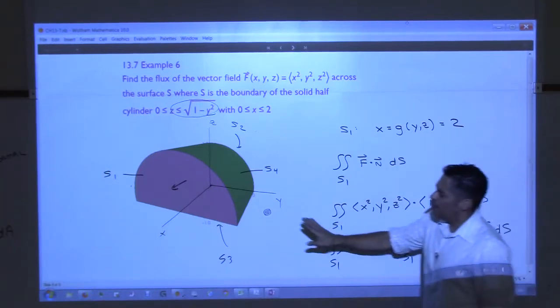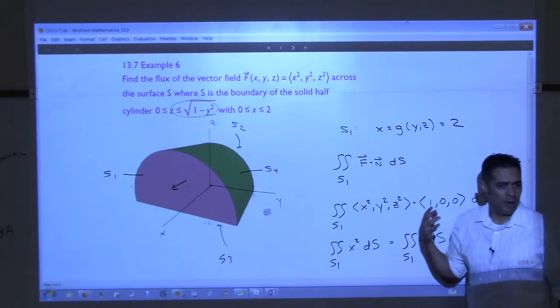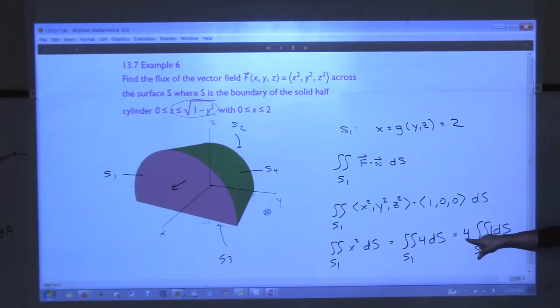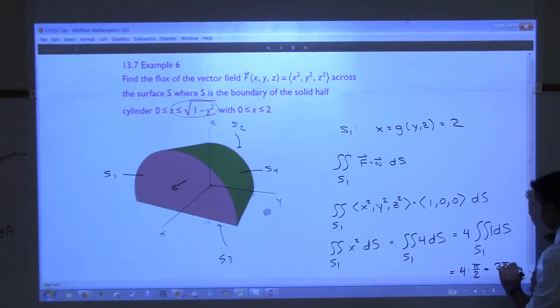So what is the area of just this pinkish thing? Pi over 2, right? Pi over 2, but then times 4. So you're going to have 4 times pi over 2, which is 2 pi. Okay, so the flux across S1 is 2 pi. Save that. We'll need that later. Got it?